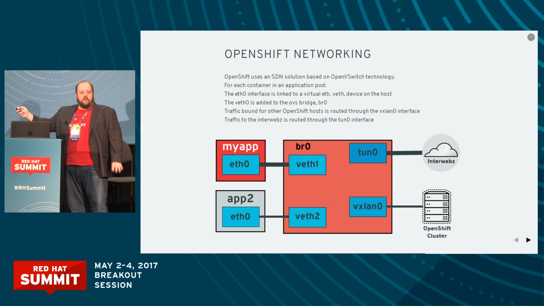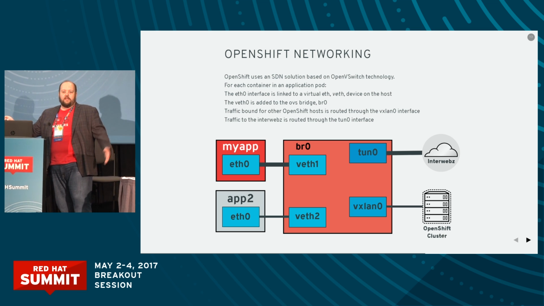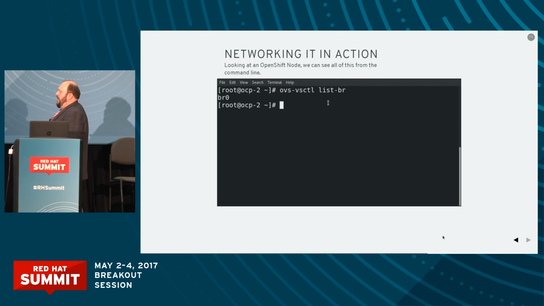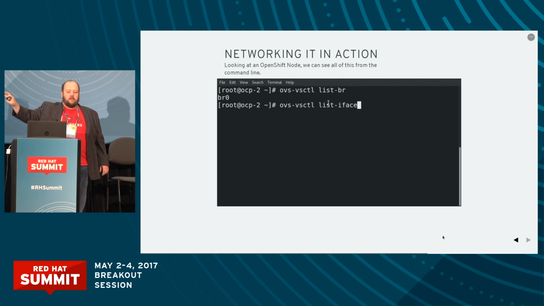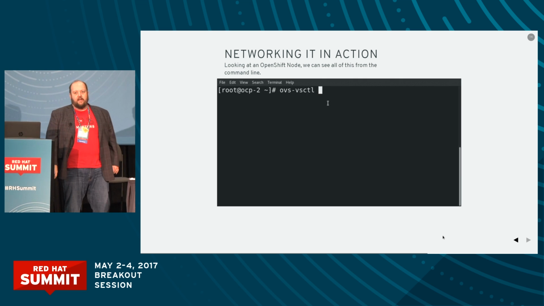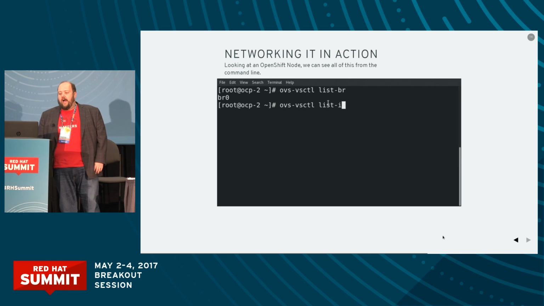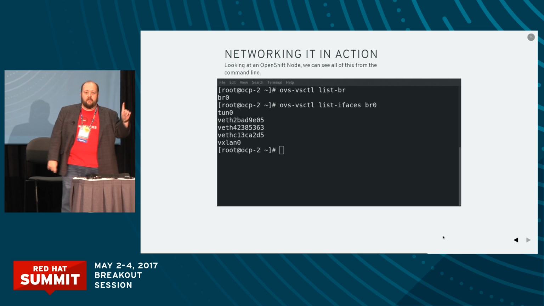This is pretty straightforward. This is how most software-defined networking works. It's all just VXLANs and tunnel interfaces. Seeing this in action, with ovs-vsctl, this is on an OpenShift cluster. ovs-vsctl, not the easiest thing to say or type, but that's the Open vSwitch control program. I can list the bridges, and I get br0. So I have one bridge here.